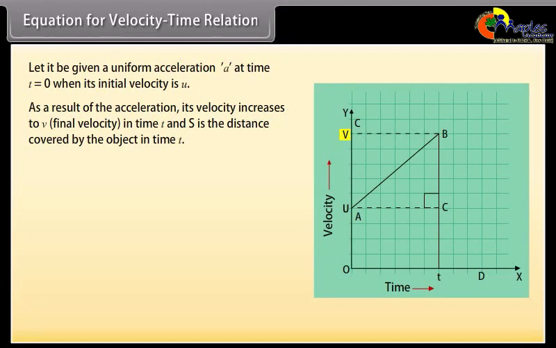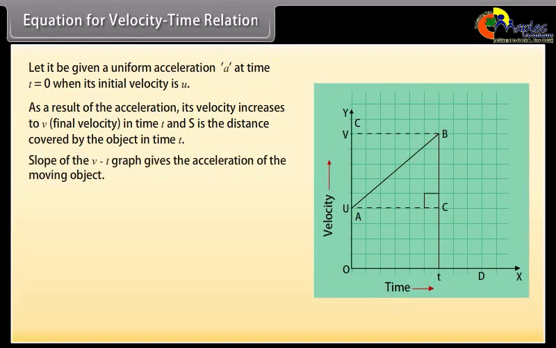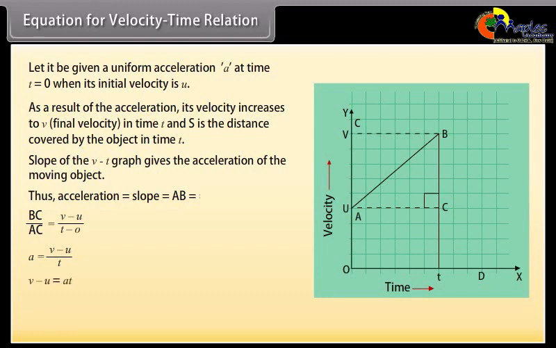The figure shows the velocity-time graph of the motion of the object. The slope of the v-t graph gives the acceleration of the moving object. Thus, acceleration is equal to slope, which equals AB upon... BC upon AC, which is equal to (v minus u) upon (t minus 0), so a is equal to (v minus u) upon t. This gives v minus u equals at, so v equals u plus at, which is the first equation of motion.